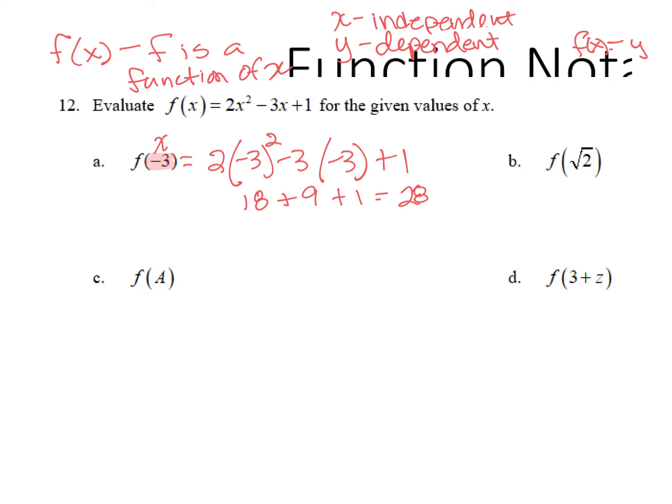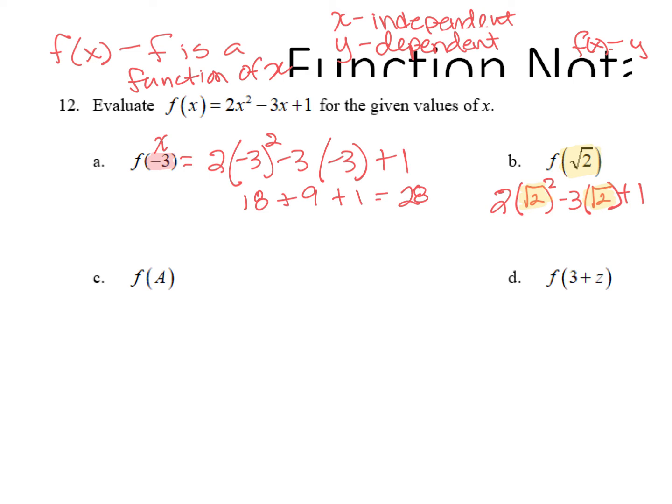Okay? And sometimes we can simplify and sometimes we can't. For example, letter B. I'm going to substitute square root of 2 in for x. Again, keep in mind, this is my x. So whatever this is replacing the x. So it's 2 times the square root of 2 squared minus 3 times the square root of 2 plus 1. Now notice what I am not doing. I am not multiplying the whole function by the square root of 2. I'm replacing the x in the function.